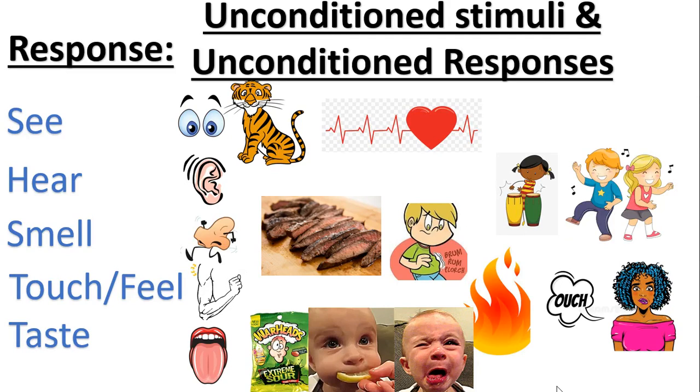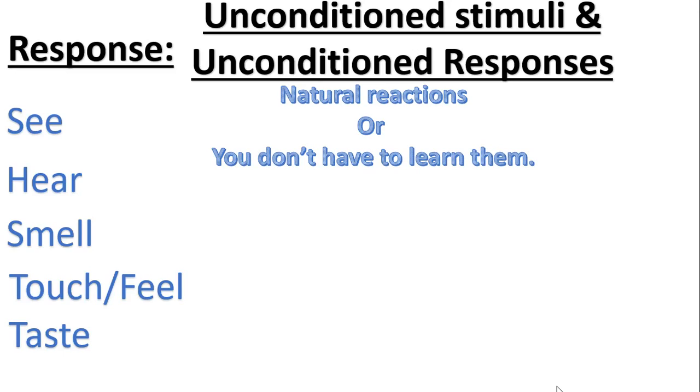These are things that we call unconditioned stimuli and unconditioned responses. You don't have to learn these. Your brain automatically knows to be scared when it sees that tiger get too close, to feel hungry, or to make your mouth water when you smell something good. These are all natural or normal responses. You don't have to learn them. And so that's a term that you want to remember. Unconditioned means you don't have to learn it, it comes natural.